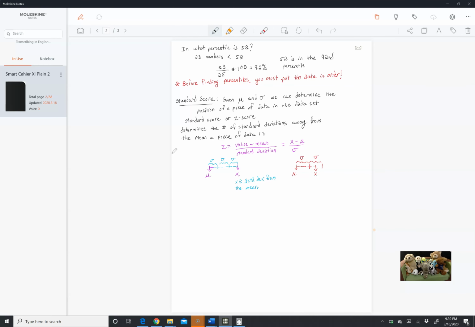So x is now not 3 standard deviations, but it's between 1 and 2 standard deviations from the mean. So this is 1 standard deviation from the mean. This would be a second standard deviation from the mean. So when we take this distance here and we divide by the standard deviation, what we're saying is how many standard deviations fit into this little place. And we'll see that it's 1 and it looks like about 1.5 here. So here we would be saying x is 1.5 standard deviations from the mean.